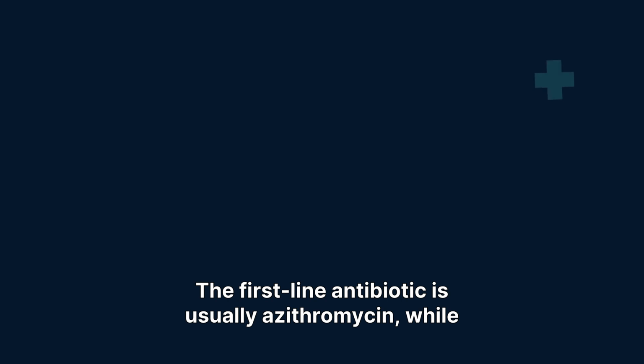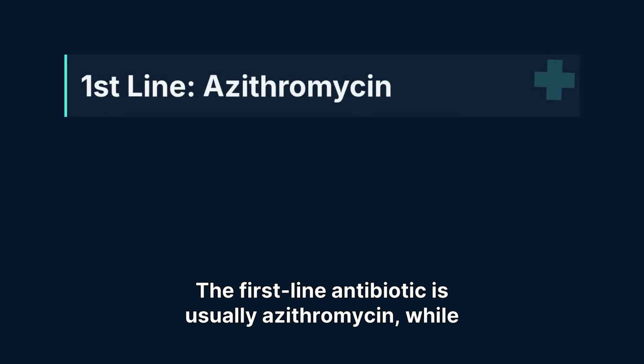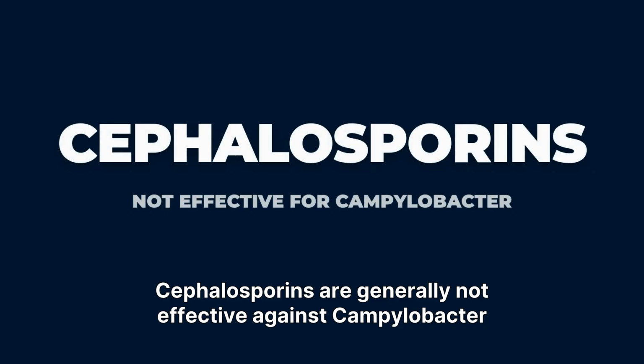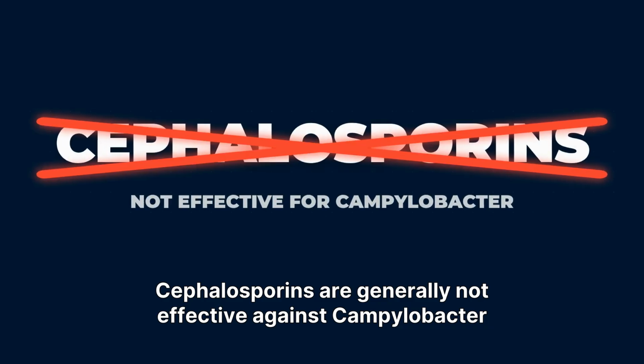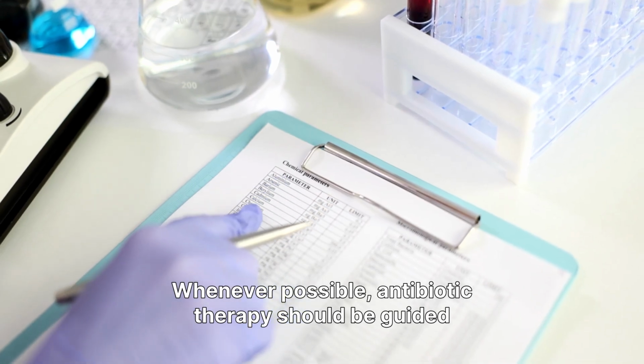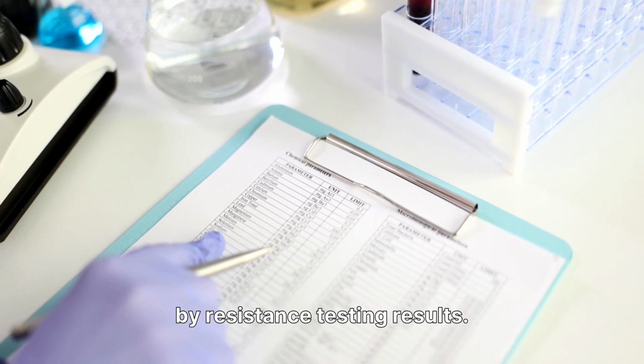The first-line antibiotic is usually azithromycin, while ciprofloxacin may be used as an alternative. Cephalosporins are generally not effective against Campylobacter and should not be used for treatment. Whenever possible, antibiotic therapy should be guided by resistance testing results.